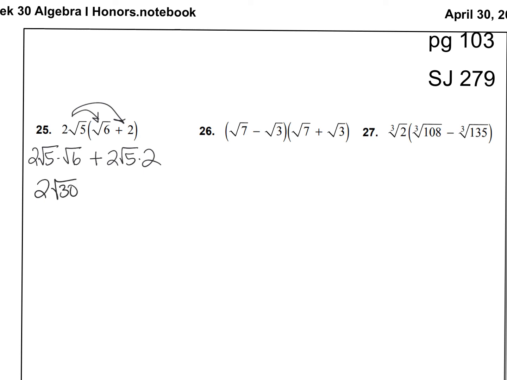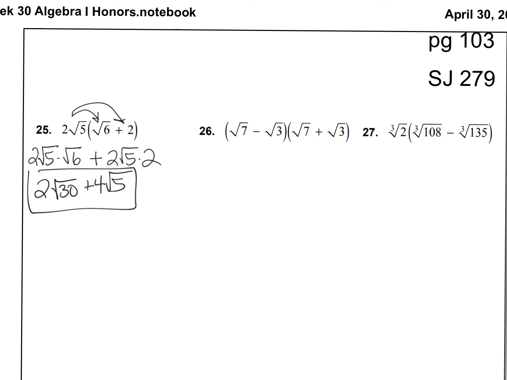And now for the next one, these two numbers are outside the radical. I can multiply those and get 4 times the square root of 5. And that's my answer. They're not like terms. 30 won't simplify. And then I'm going to go to the next one.